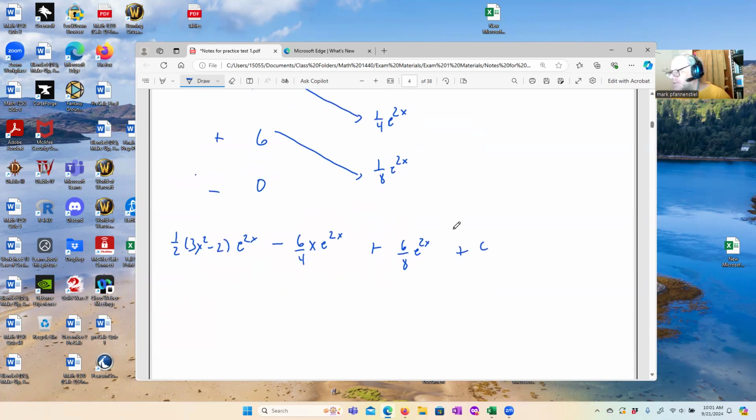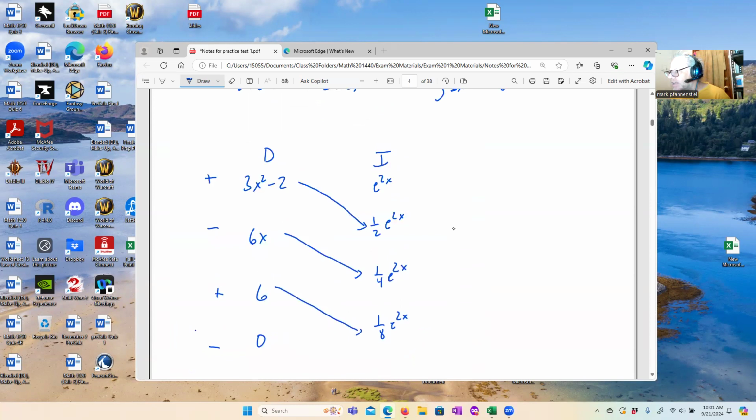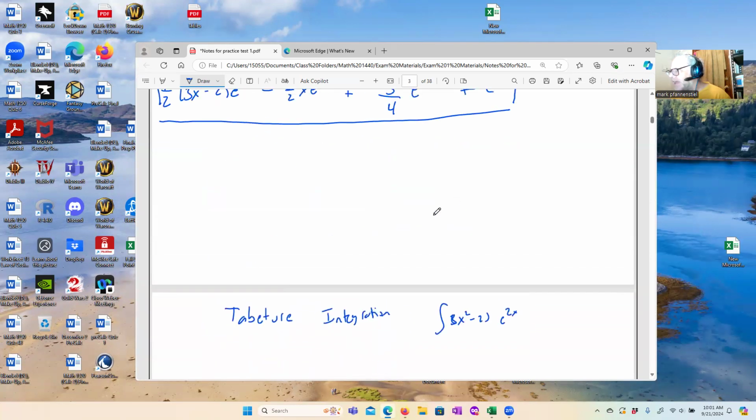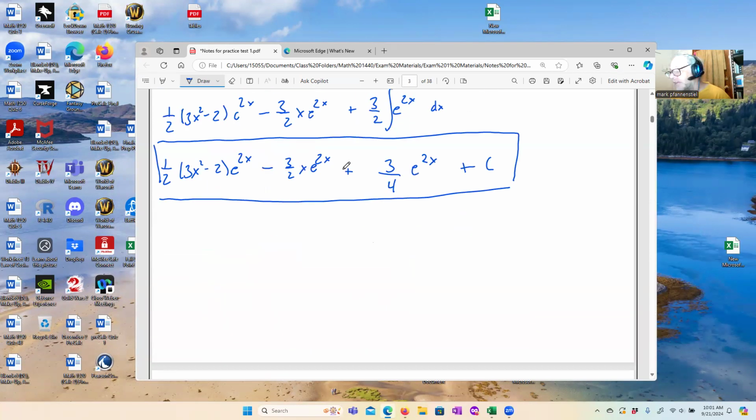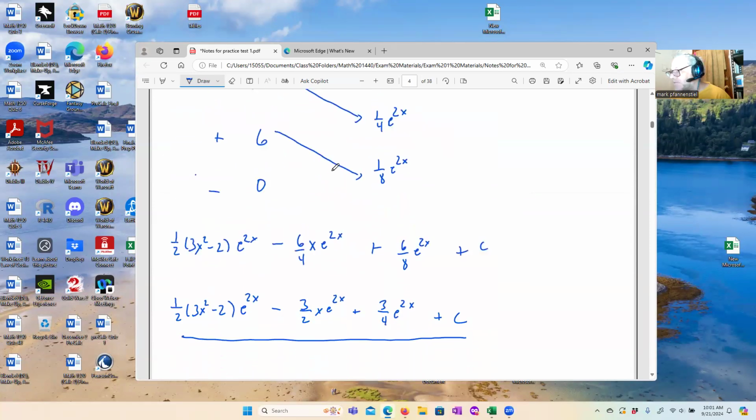Now let's clean this up a little bit because you don't want to let the answer go like this. 1/2 (3x squared minus 2) e to the 2x minus 3/2 x e to the 2x plus, we're going to get a cancel of a 2 here. So we have 3/4 e to the 2x plus c. And this is exactly, let's double check, what we had up here. That looks pretty good for what we have, both of them.